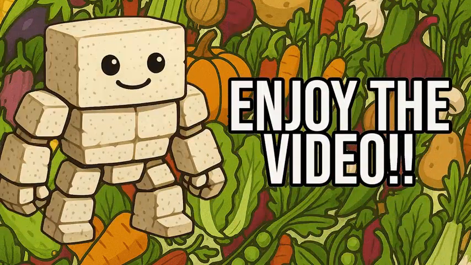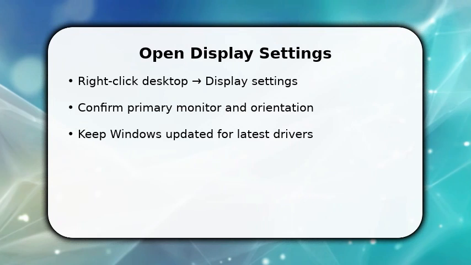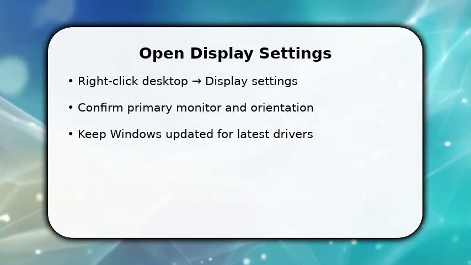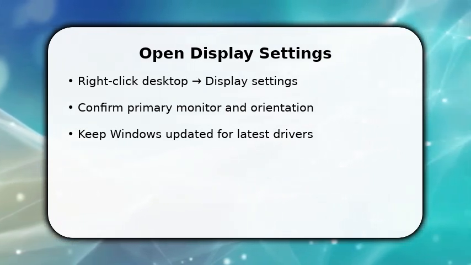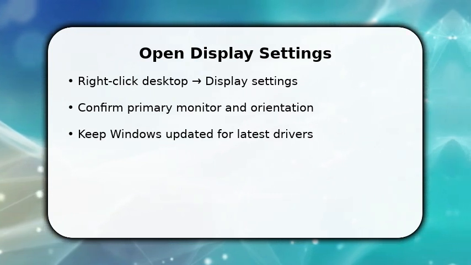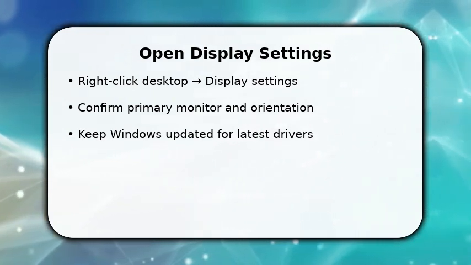Please enjoy the video. You start by opening Display Settings quickly. Right-click the desktop and choose Display Settings. Once done, identify which monitor is labeled 1 or 2 so you control the right screen.